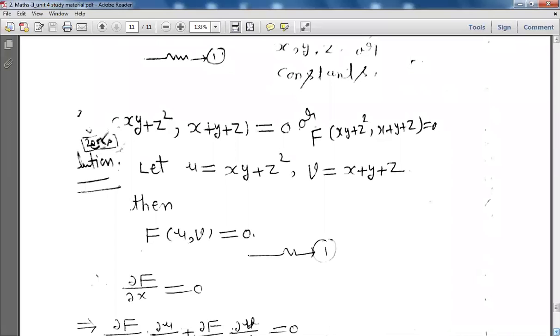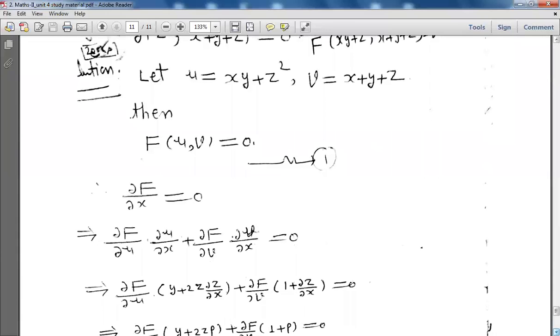The other problem is f(xy + z², x + y + z) = 0. The relation is f of xy plus z squared, x plus y plus z equal to 0. Here is the same type of problem. We can use the concept of total differential coefficient. The variables u and v represent the complicated relations, so u = xy + z² and v = x + y + z. Then the relation is modified to F(u, v) = 0. This is equation number 1.